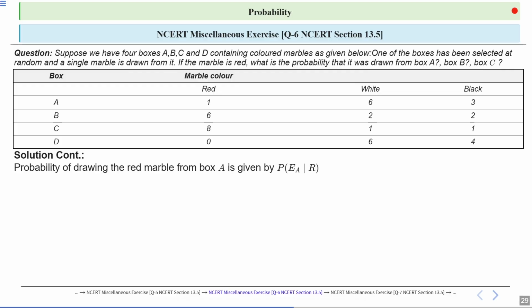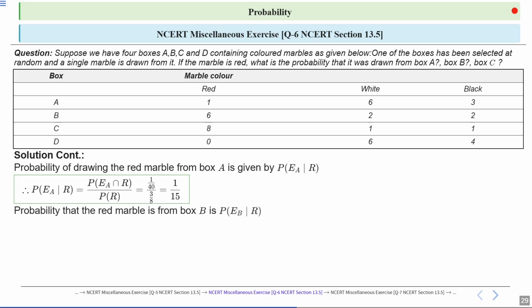Now, the probability of drawing the red marble from box A is given by probability of EA given R. Using conditional probability, P(EA given R) equals P(EA intersection R) divided by P(R), which is 1 by 40 divided by 3 by 8, equals 1 by 15. The probability that the red marble is from box B is P(EB given R), which equals P(EB intersection R) divided by P(R), equal to 6 by 40 divided by 3 by 8, equals 2 by 5.